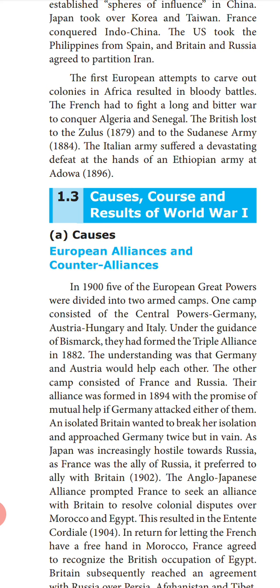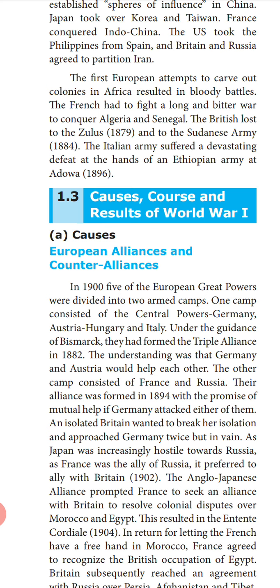As Japan was increasingly hostile towards Russia, as France was the ally of Russia, it preferred to ally with Britain. So Japan, ரஷ்யாவும் ஜப்பானும் சண்டை போட்டுட்டு இருக்கிறதுனால இப்போ ஃப்ரான்ஸும் ரஷ்யாவும் ஒன்றாயிட்டாங்க. அதனால இப்போ ஜப்பான் என்ன செய்கிறான், பிரிட்டனோட கூட்டணி வச்சுக்கிறான். The Anglo-Japanese alliance prompted France to seek an alliance with Britain to resolve colonial disputes over Morocco and Egypt. This resulted in the Entente Cordiale.